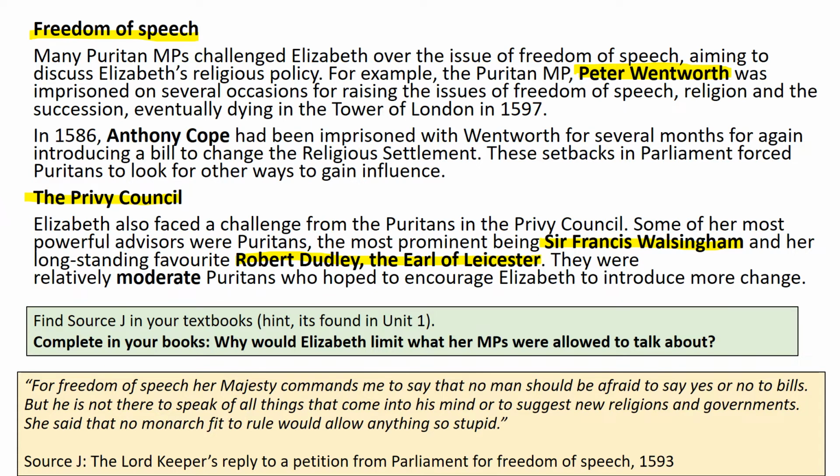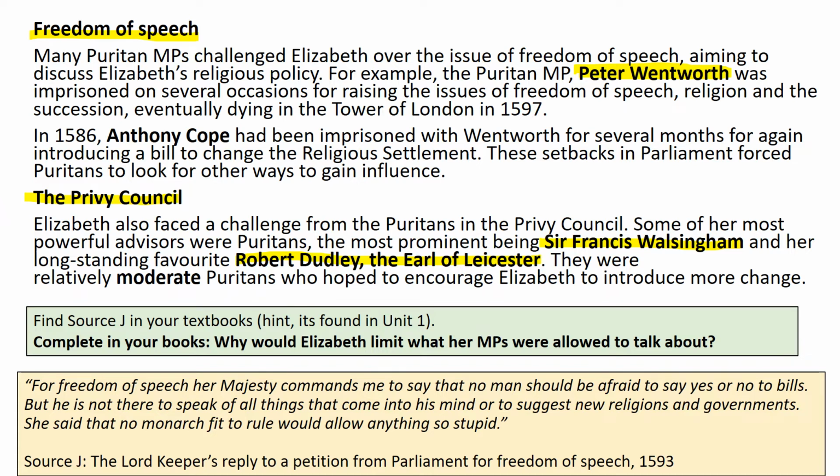So having a look at our source, we can see it at the very bottom of our screen. It says, "For freedom of speech, Her Majesty commands me to say that no man shall be afraid to say yes or no to bills, but he is not there to speak of all things that come to his mind, to suggest new religions or governments." She said that no monarch fit to rule would ever allow something so stupid. And this was said by the Lord Keeper in a petition for Parliament to get more freedom of speech.